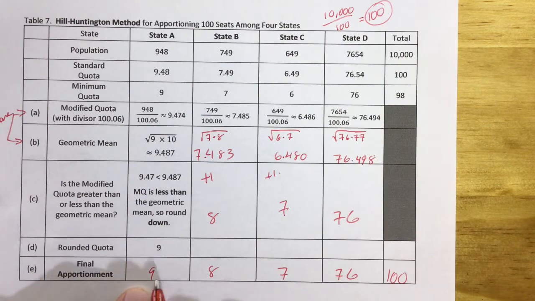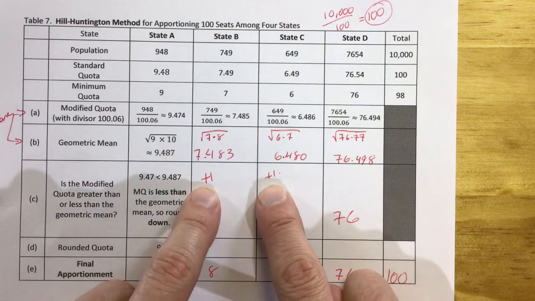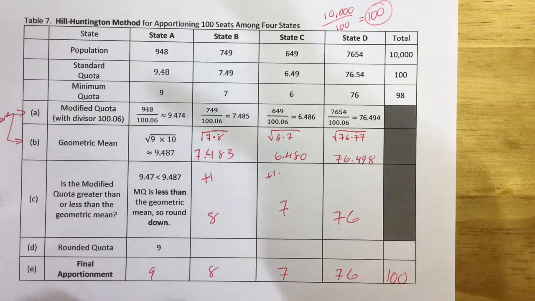Okay, so you're keeping the 9 for state A. For state B, it went up to 8. For state C, it goes up to 7, and then we leave it at 76. Those 2 additional seats are going to bring it up to the 100.